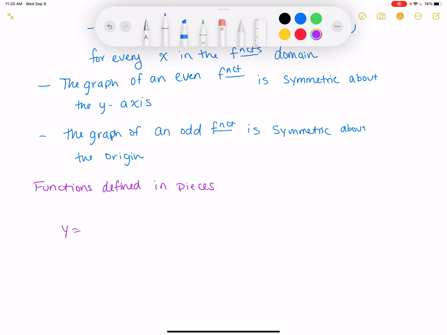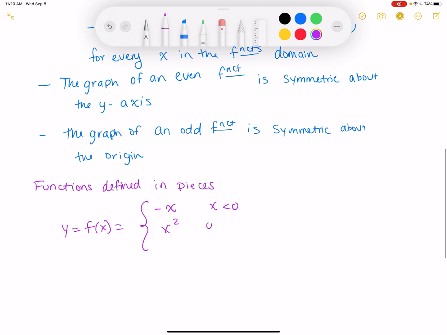So if we have something like y is equal to f of x is equal to, and this is when we do the little curly bracket thing, negative x for x less than 0, x squared for 0 less than or equal to x less than or equal to 1, and 1 for x greater than 1. We would end up with a little graph that looks something like this: negative x until we get to 0, and then a parabola until we get to about 1, and then it's just equal to 1 from there on out. So that would be a rough graph of what that looks like piecewise.